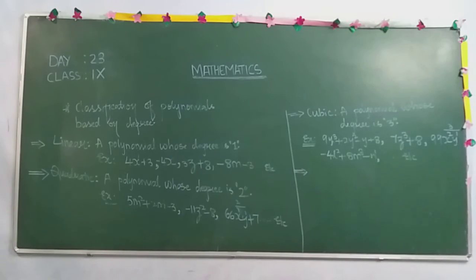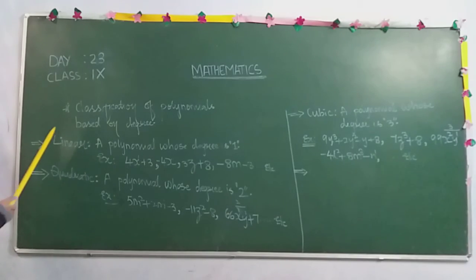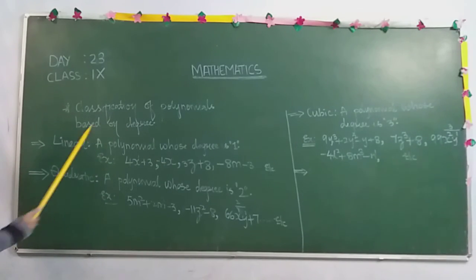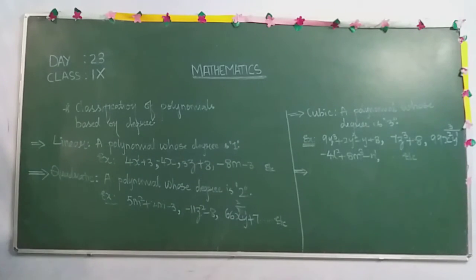So up to here only, inshallah in the next video we will continue. So we have studied classification of polynomials, classification of polynomials based on degree. First one, linear, quadratic, cubic. According to your syllabus, it is up to here only. Because of that reason I stopped. In the next class we have more compared to this one, so we'll continue in that.